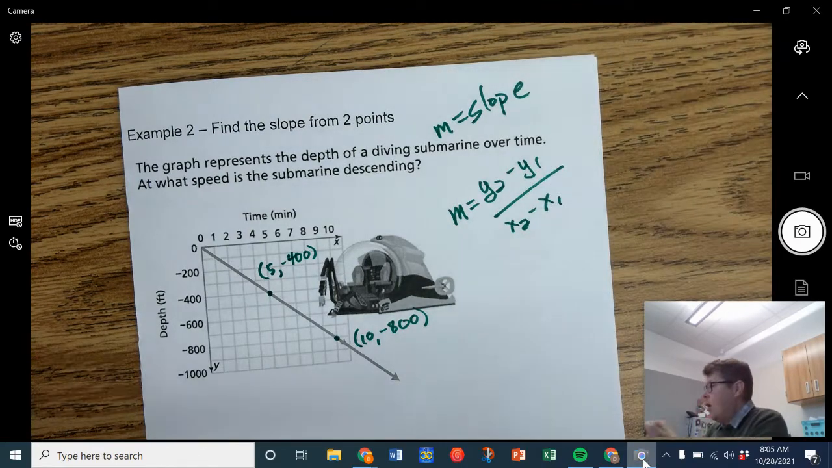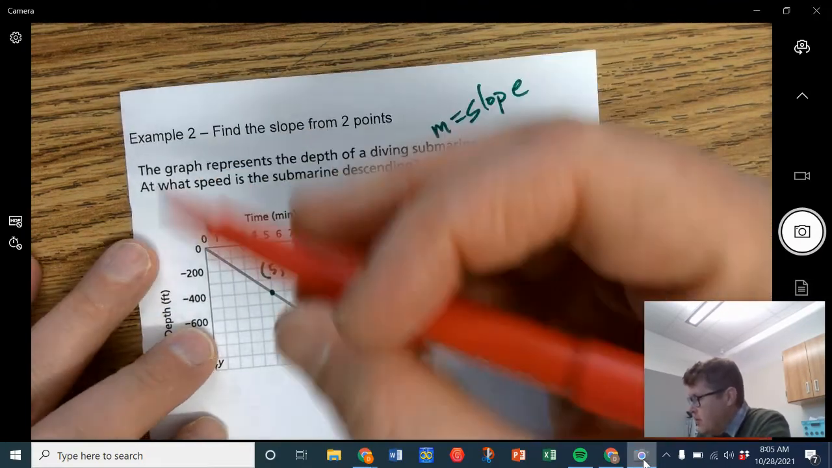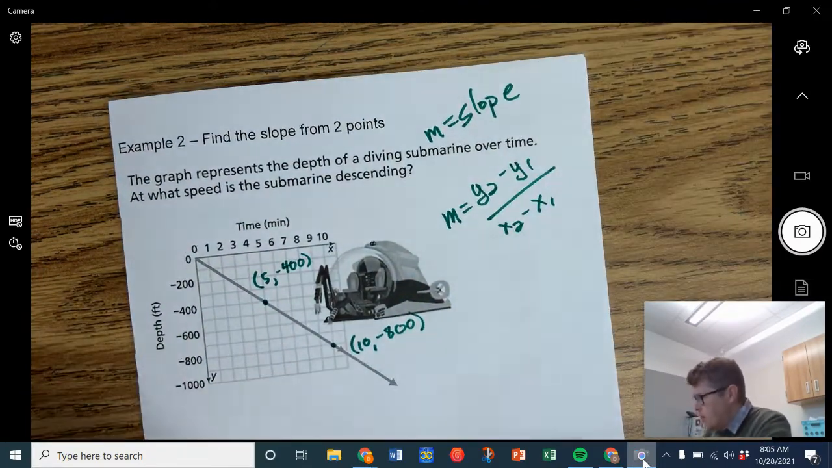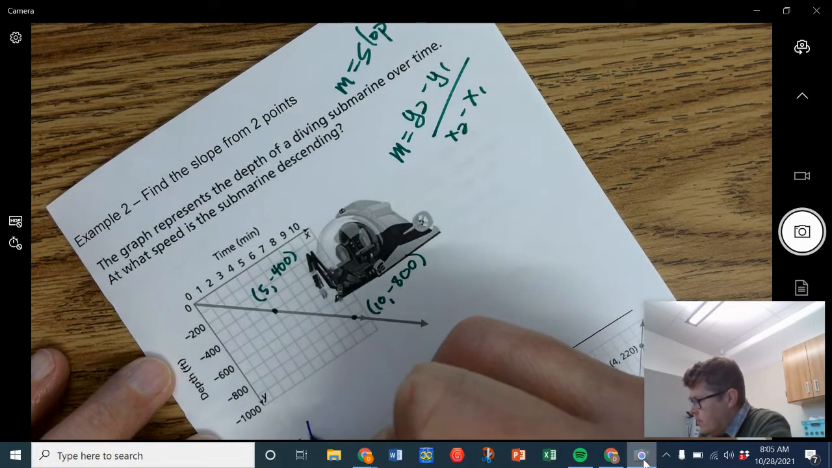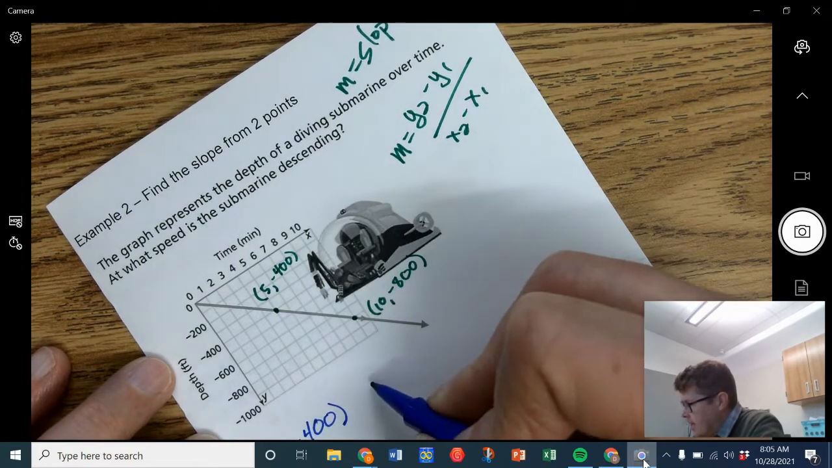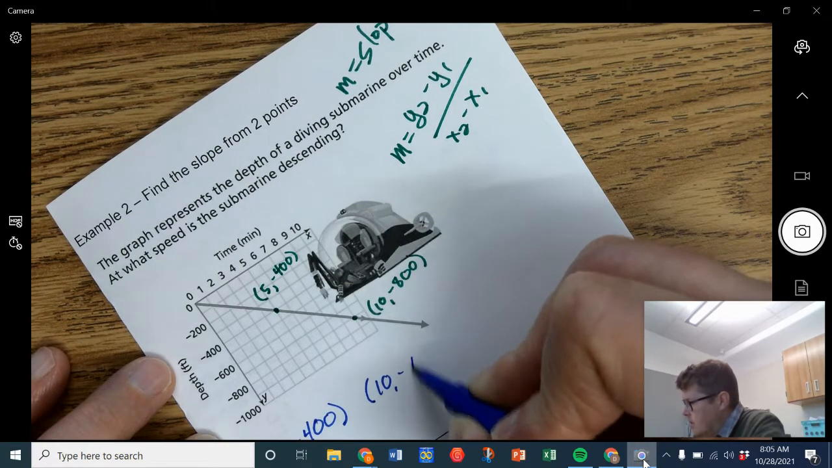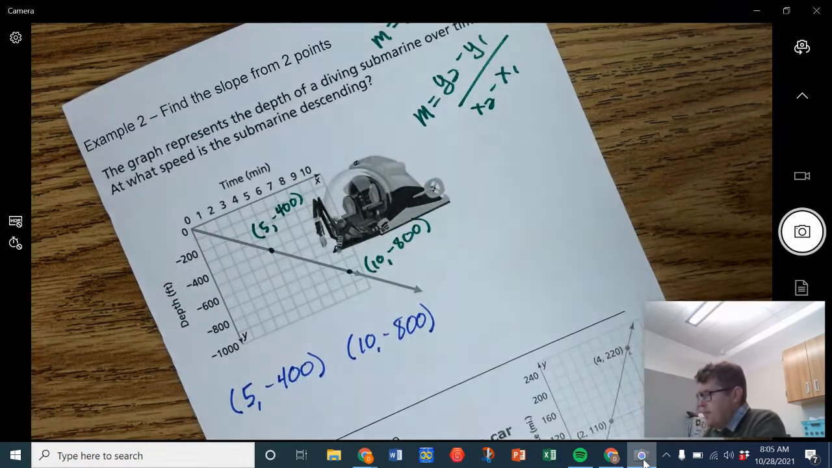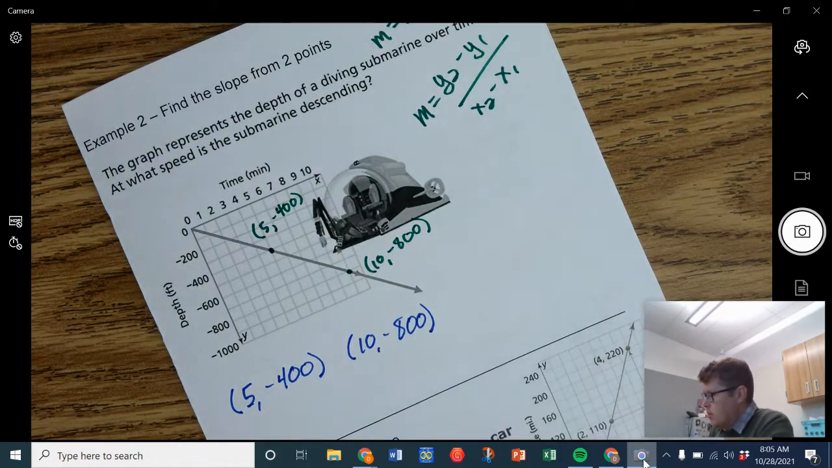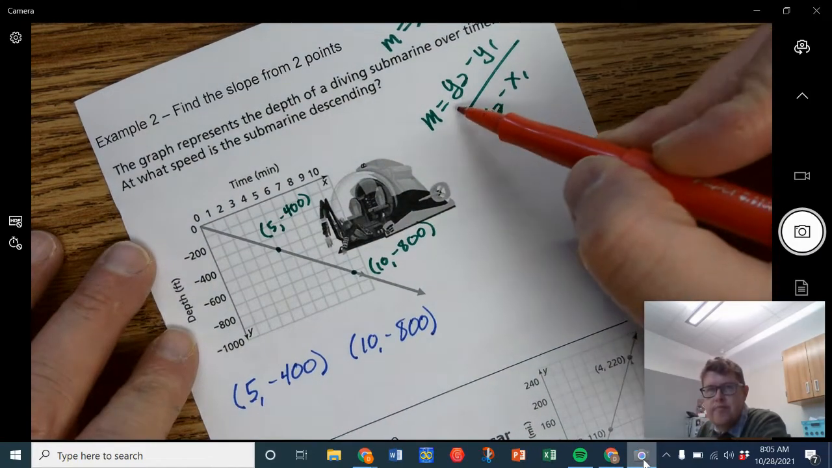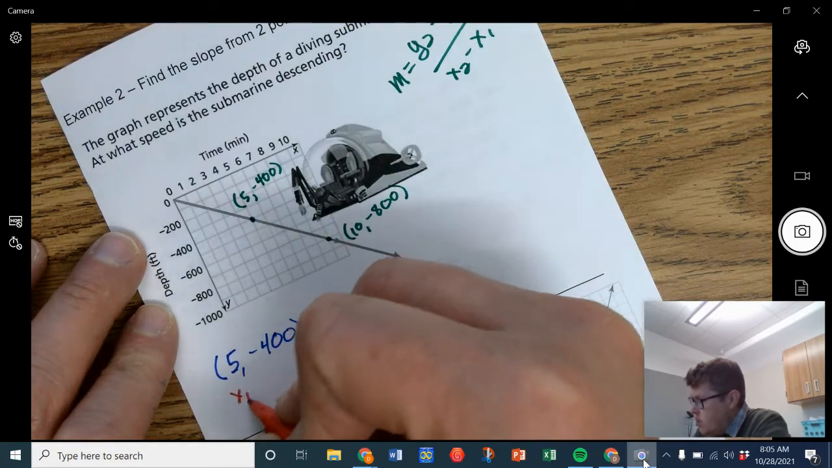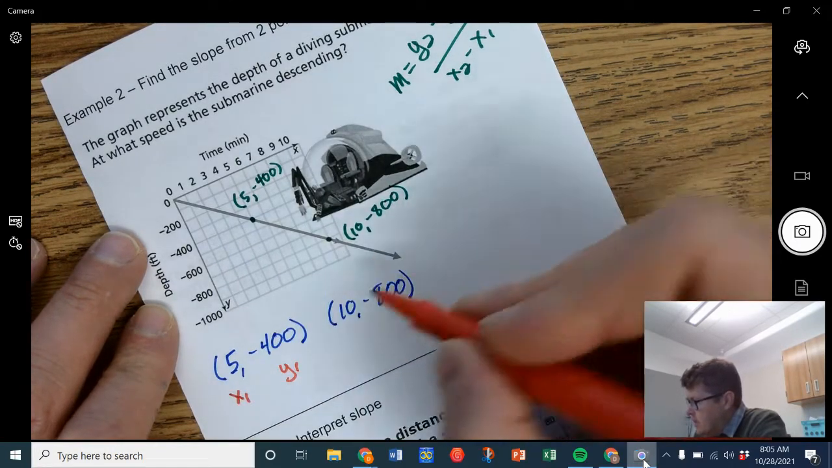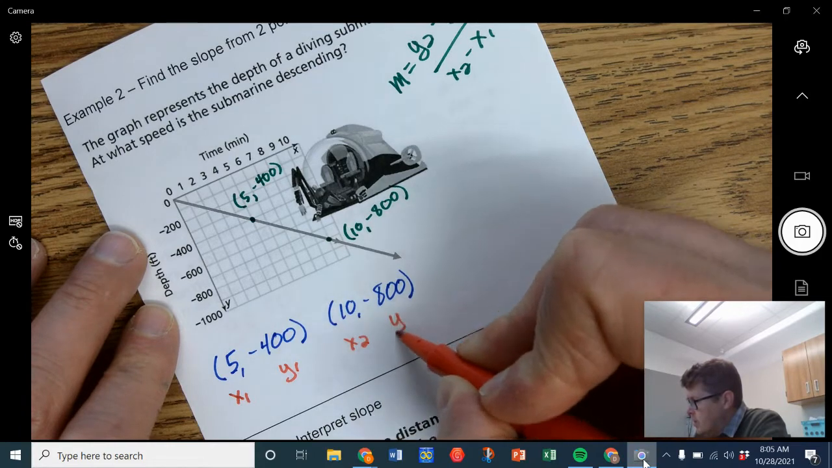And now in our points right here, we have an x value and a y value in each one. So actually, I'm going to write the points out here, a little bit bigger. So I've got 5, negative 400 as our first point. And then I've got 10, negative 800 as our second point. And now I'm going to assign each of the numbers in the points one of these values, right? Since this is our first point, this is x1 and this is y1. And since this is our second point, this is x2 and that's y2.